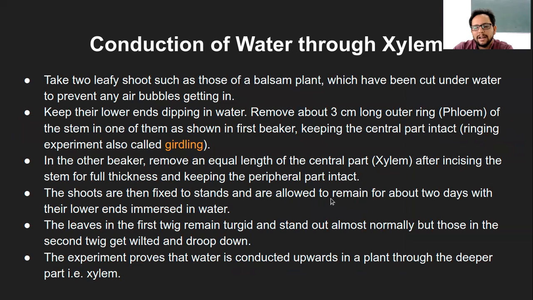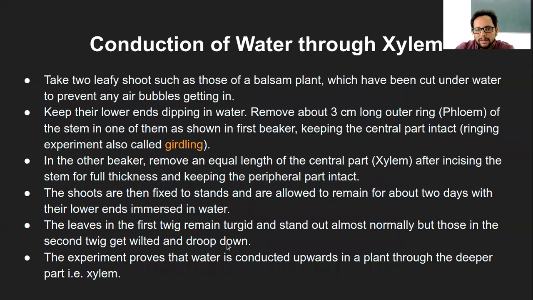So that is the second beaker situation, and now the shoots are fixed to a stand and allowed to remain there for about 2 days with their lower ends always immersed in water. That is an important condition, kept for 2 days. The leaves in the first beaker will remain turgid and stand out almost normally, but those in the second beaker will get wilted and droop down.